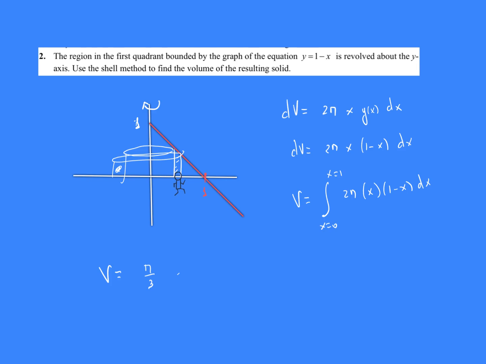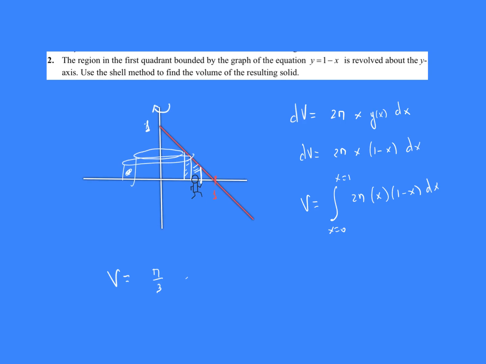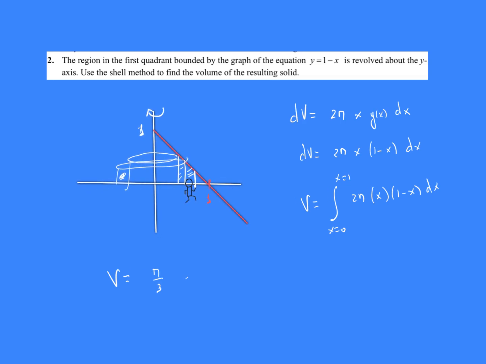He creates a volume. And now the guy will go to the next slice, to the next door, and will create another volume. And he will go to the next door, the next area, and he will create a new volume. And the sum of all the volumes will be the total volume of the object.